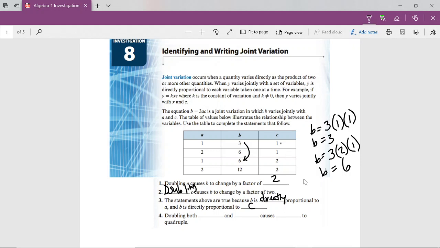Okay, what if I were to double a, so 1 to 2, and I double c, so 1 to 2, so both of them are doubled. So doubling both a and c causes b to go from 3 to 12. So it causes b to quadruple. If I multiply this by 2 and this by 2, then it causes b to quadruple.